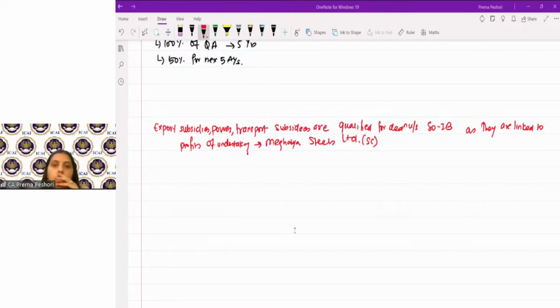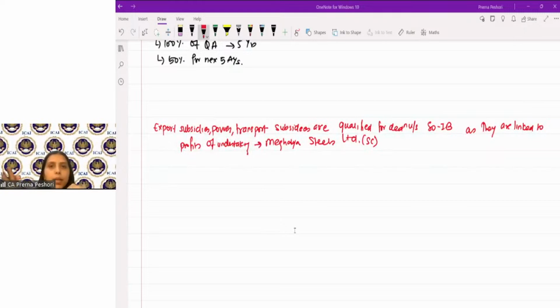Next decision is in the context of Orchid Pharma and Liberty India, which is again a Supreme Court ruling, on whether duty drawback can be treated as profit derived from the business of the industrial undertaking to be eligible for deduction. In that case, the Supreme Court observed that duty drawbacks are incentives which flow from the scheme of the government.